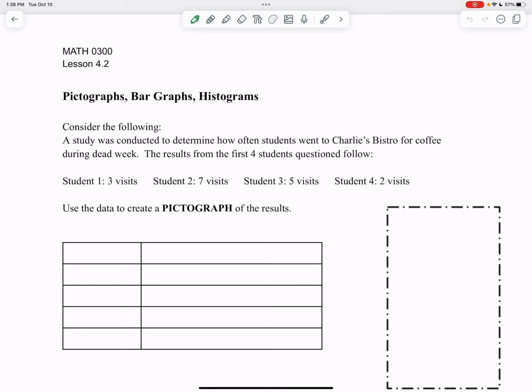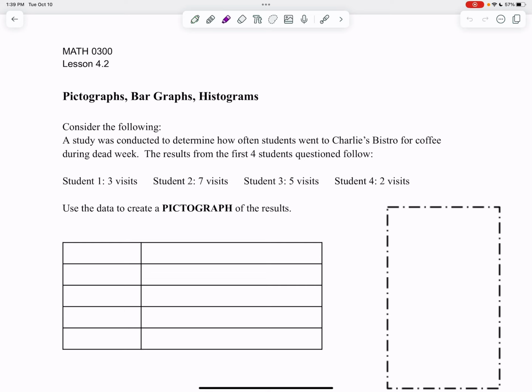So here we go. A study was conducted to determine how often students went to Charlie's Bistro for coffee during Dead Week. For those of you who don't know, Dead Week is typically considered to be the week before final exams, when everyone needs lots of caffeine for all of the studying they haven't done for the beginning of the semester. The results from the first 4 students questioned follow. So student 1 went 3 times, student 2 went 7 times, student 3 went 5 times, and student 4 only had to go twice. Use the data to create a pictograph of the results.